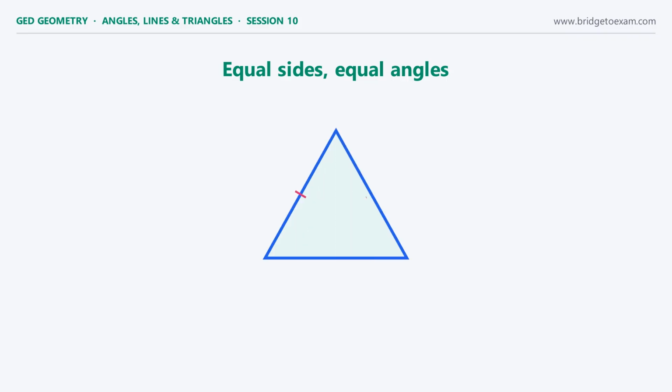Welcome to Session 10. Here's a powerful idea that unlocks a whole family of angle problems. In a triangle, equal sides come with equal angles. When two sides of a triangle match, the angles opposite them match too. Today, we'll use that connection to find missing angles in isosceles and equilateral triangles.